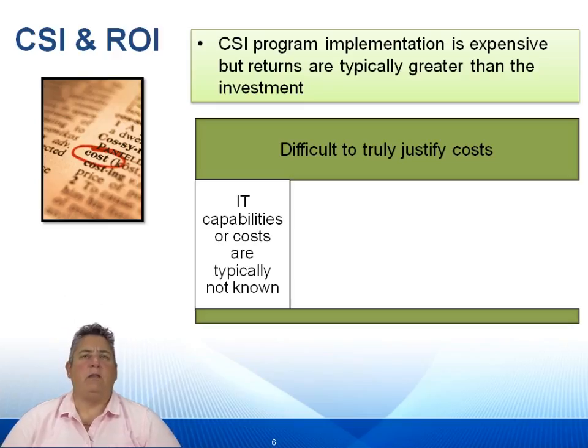The next kind of measurement that we want to look at is CSI and ROI. When we talk about return on investment, we're typically thinking of financial management for IT services, which is found in the service strategy volume. But when you think about improvements, you also have to think about what's going to be my return on that investment. So with the CSI program implementation, as you go through, you have to make sure that not only is it effective and efficient, it has to be economical, and that the improvements you are deploying are returning greater than their investment. Sometimes it's difficult to justify costs.